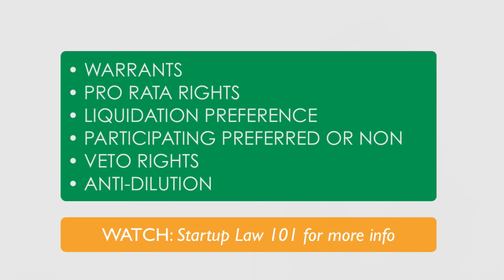You're also looking out for things called veto rights and anti-dilution. Veto rights and anti-dilution are pretty tame. They're things that are neutral. They're in there to protect both the investor and the company.